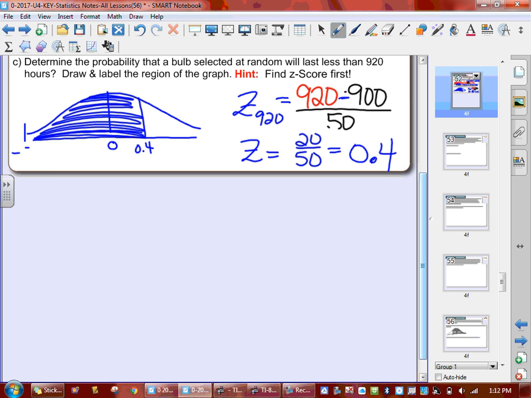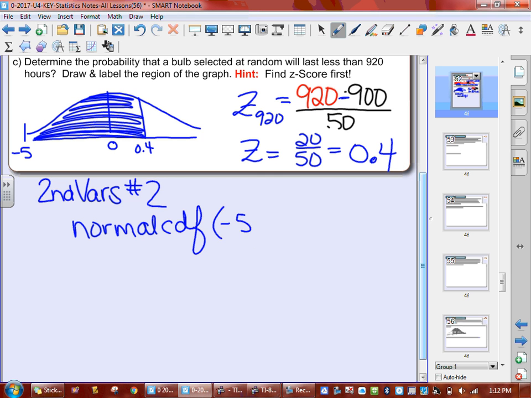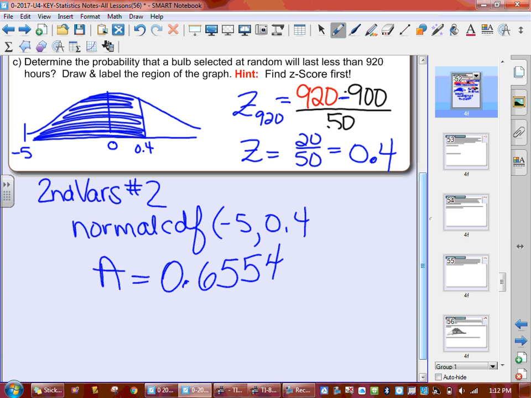So I need to use my -5 boundary. We're going to go second bars, number 2, normal CDF. And we're going to go -5, comma, 0.4. Okay? So -5, comma, 0.4. And always we round our area probability to 4 decimal places. So the area that is shaded is 0.6554. If that was a percentage, we would times it by 100 and get 65.54%. So that's how many light bulbs would last less than 920 hours. Okay, we're just making it make sense to our situation here.